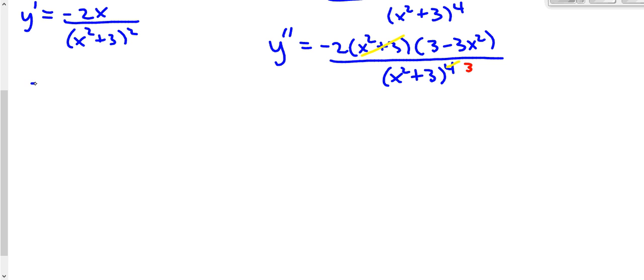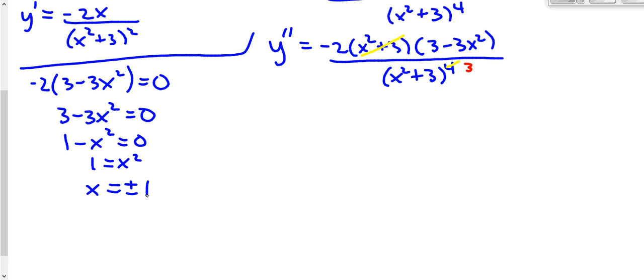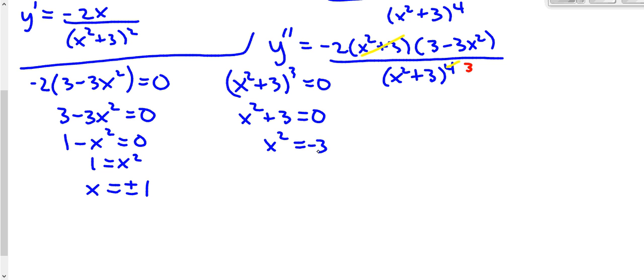So let's take the numerator and set it equal to 0. Divide both sides by negative 2. We could divide both sides by 3. Add x squared to both sides and square root, and we get plus or minus 1. And from the denominator, set it equal to 0. We can cube root it. Subtract 3 from both sides. And do you see what's going to happen? You're going to end up with imaginary numbers. So we're not dealing with those. Those are not part of our domain. We're just looking at real numbers here. So the only pips we get are plus or minus 1.